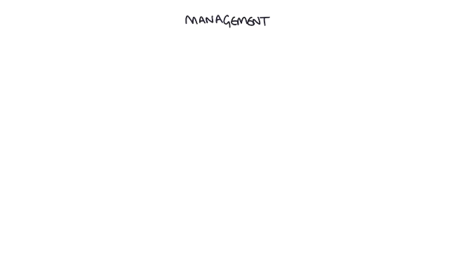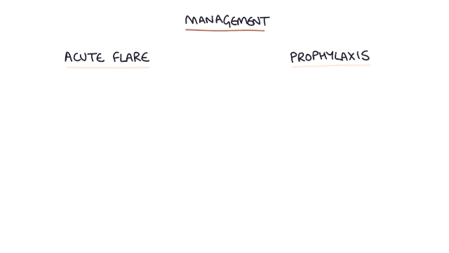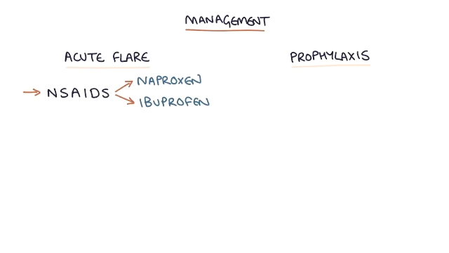So how do we manage the condition? Well, there are two aspects to management. Firstly, managing an acute flare when the patient is in pain with a red, hot, swollen joint. And secondly, providing prophylaxis to reduce the risk of a flare. So during an acute flare, the first line treatment is non-steroidal anti-inflammatory medication like naproxen or ibuprofen. Colchicine is a second line option. And third line, where both of the above fail, is to consider steroids.